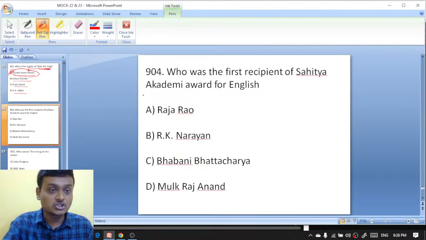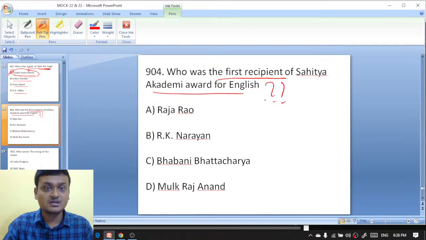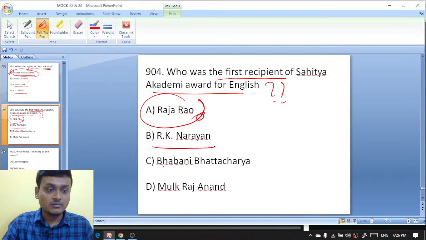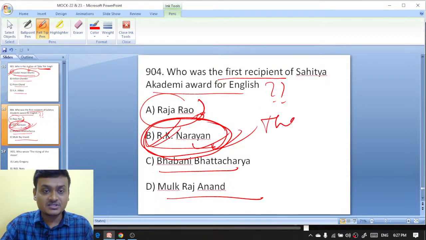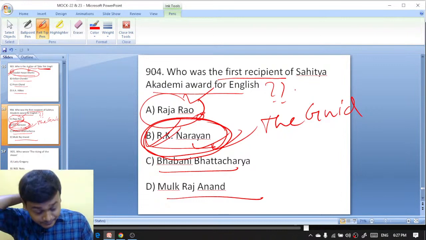Moving on to question 904. Who was the first recipient of the Sahitya Akademi Award for English? Raja Rao, R.K. Narayan, Bhabani Bhattacharya, Mulk Raj Anand. So it is R.K. Narayan. R.K. Narayan is the right answer. For the novel The Guide, R.K. Narayan was awarded the prestigious Sahitya Akademi Award.